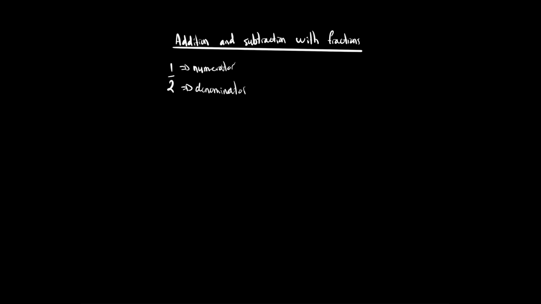Now, what do these numbers actually mean in real life? Let's say I take, for example, a pizza. The denominator represents the number of segments or the number of parts in which I will divide my pizza, in this case, in half. And the numerator represents the number of segments which I choose. So in this case, it's 1.